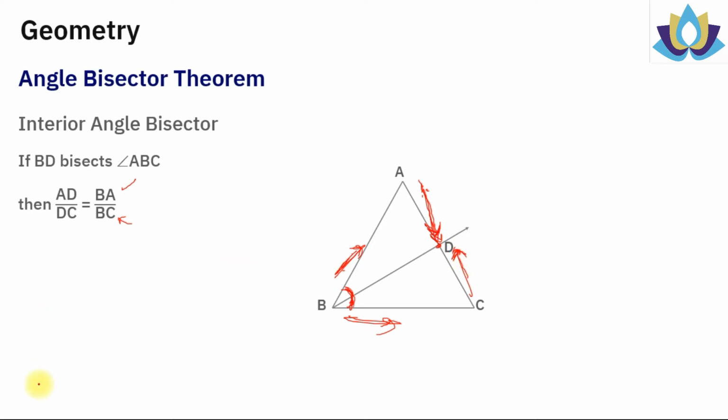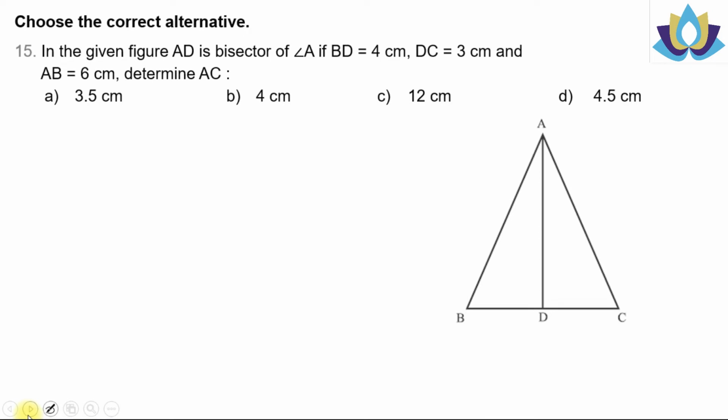Let's have one small question based on this theorem. Let's come to the next slide. So this is the question you have. In the given figure, AD is the bisector of angle A. If BD is equal to 4 cm and DC is equal to 3 cm and AB is equal to 6 cm, determine AC. So we have to find out the length of AC. I'm just substituting all the values in the diagram. We are given that DC is 3 cm, BD is 4 cm. We also know that AB is 6 cm and AC is the missing side. So we know that AD is the angle bisector.